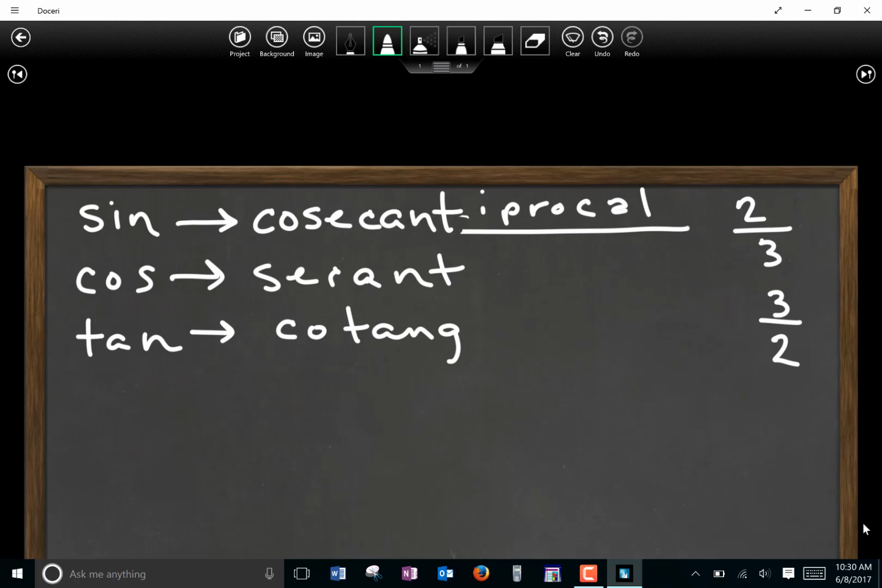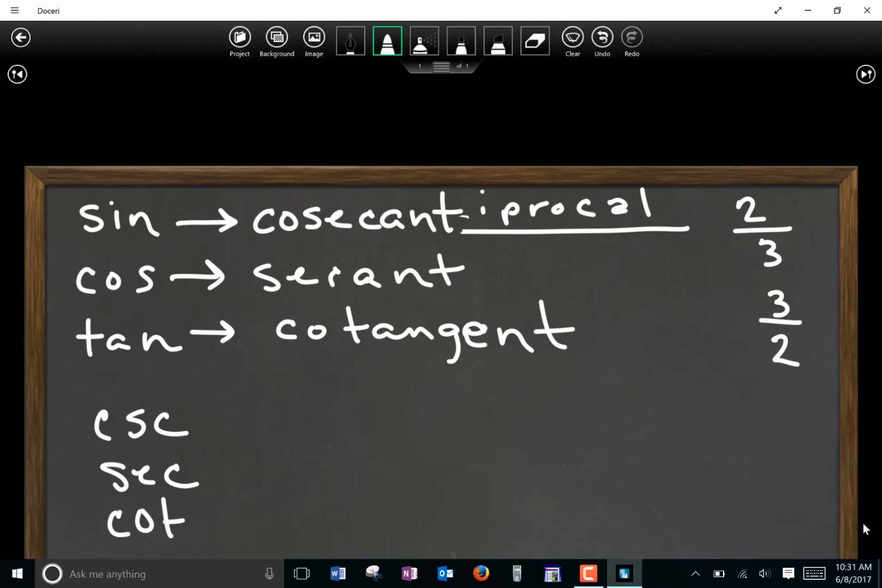And they also have abbreviations. The abbreviation for cosecant that we are going to use is CSC. That's cosecant. The abbreviation for secant that we're going to use is SEC. And the abbreviation for cotangent is COT.